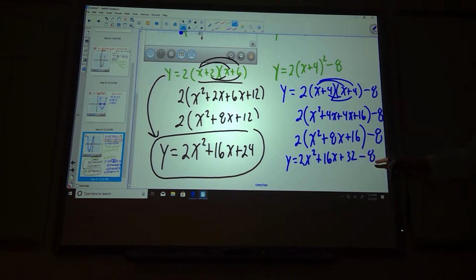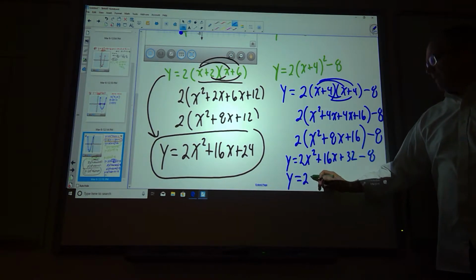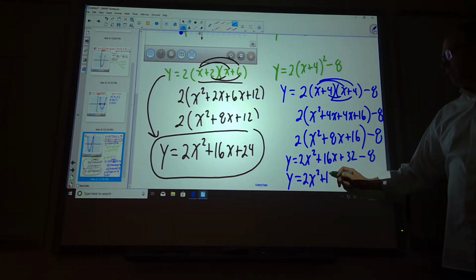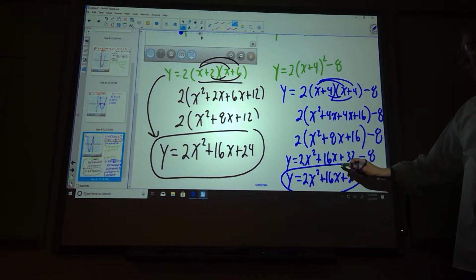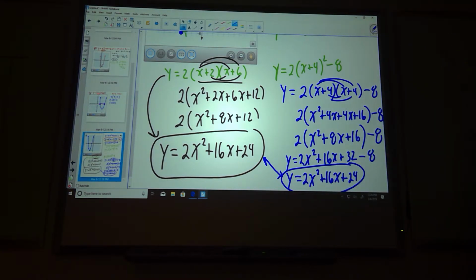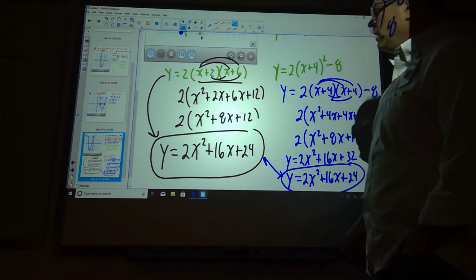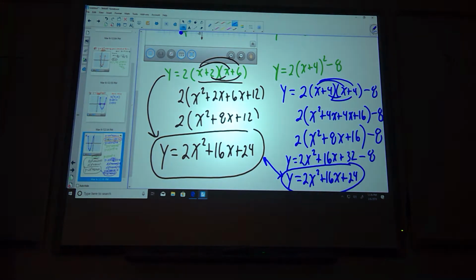And I have 32 subtract 8. What's 32 subtract 8? 24. Yeah. So I ask you, my friends, is this and this the same? So I have 3 different versions of that. So y equals 2x squared plus 16x plus 24 is standard form.